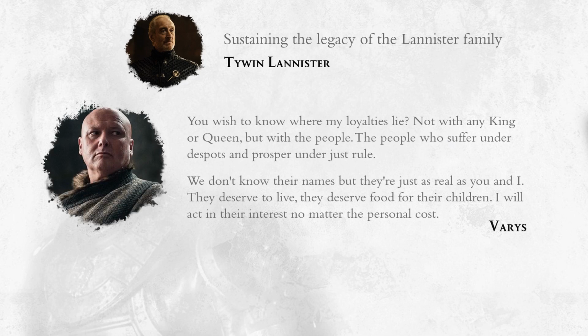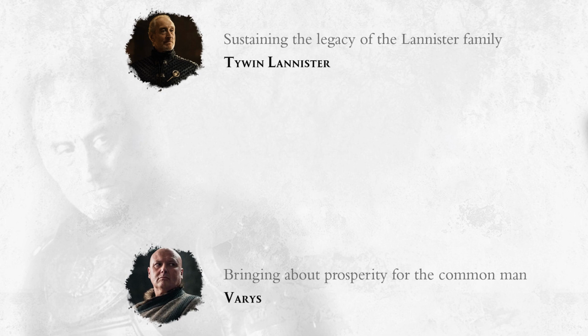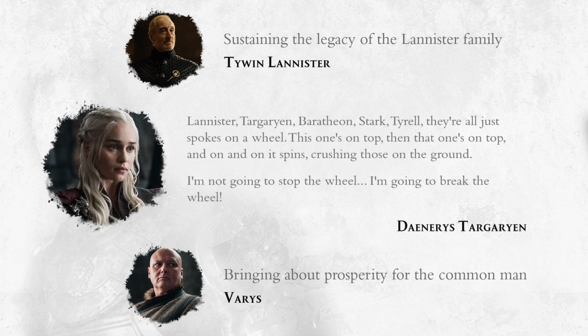Then another character, Varys, who is the master of spies in King's Landing, he says, "You wish to know where my loyalties lie? Not with any king or queen, but with the people. The people who suffer under despots and prosper under just rule. We don't know their names, but they're just as real as you and I. They deserve to live, they deserve food for their children. I will act in their interest no matter the personal cost." That's quite a strong statement, basically saying that it's Varys' mission to bring about prosperity for the common man and woman, obviously. And lastly, let's have a look at Daenerys Targaryen that we already talked about in the intro.